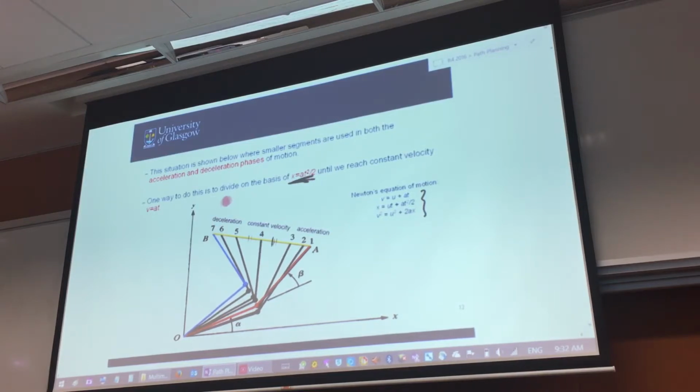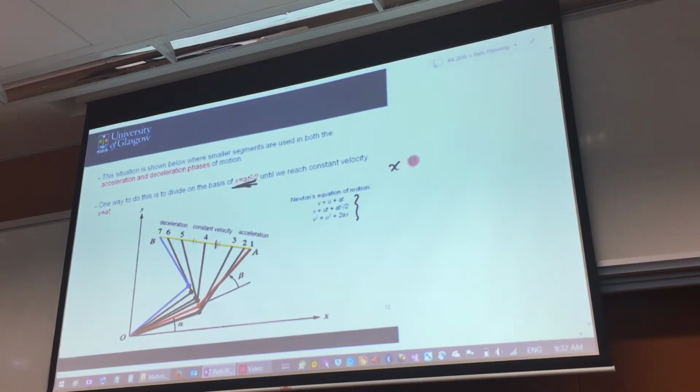What we're going to do is divide it on the basis of this until we reach the constant velocity. So we're talking about this acceleration phase over here. If I look at this, x equals ut plus at squared divided by 2. My initial velocity, that red line over there, is equal to 0. So what I'm going to have is x equals at squared divided by 2. That would tell me at any position, I can calculate that based on the acceleration that you experience.